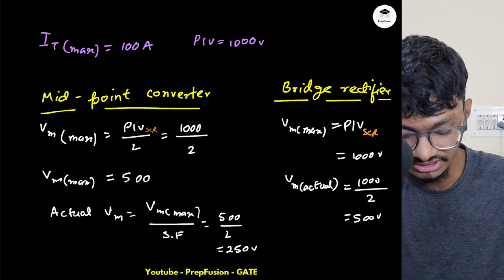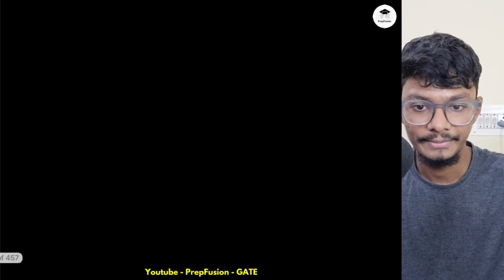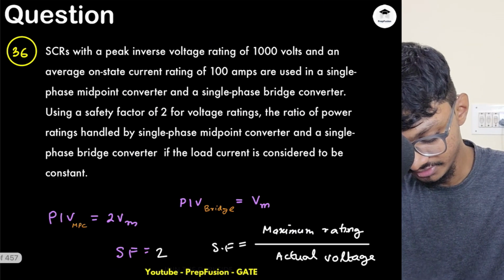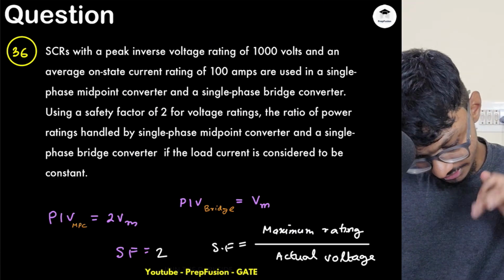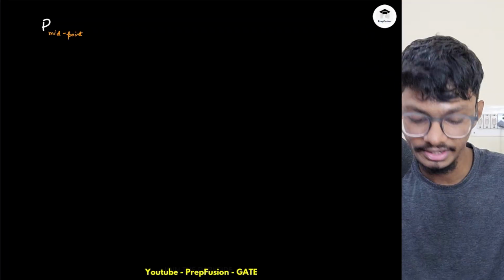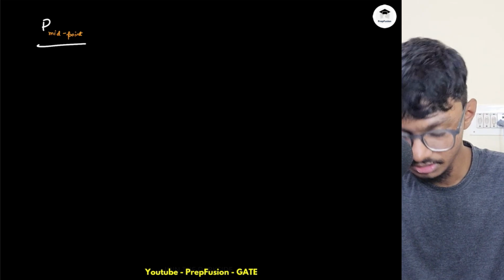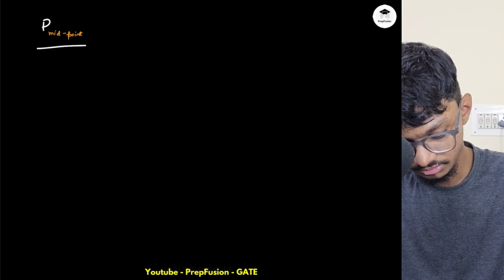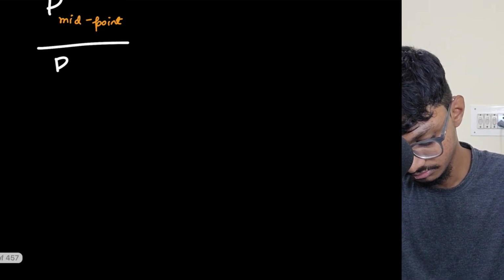So obviously the current ratings are the same, but the voltage ratings are different. So basically, what have they told us? The ratio of the power ratings handled by the single phase midpoint and bridge converter, so P midpoint divided by P bridge, where the power rating capability is defined by the SCRs only.